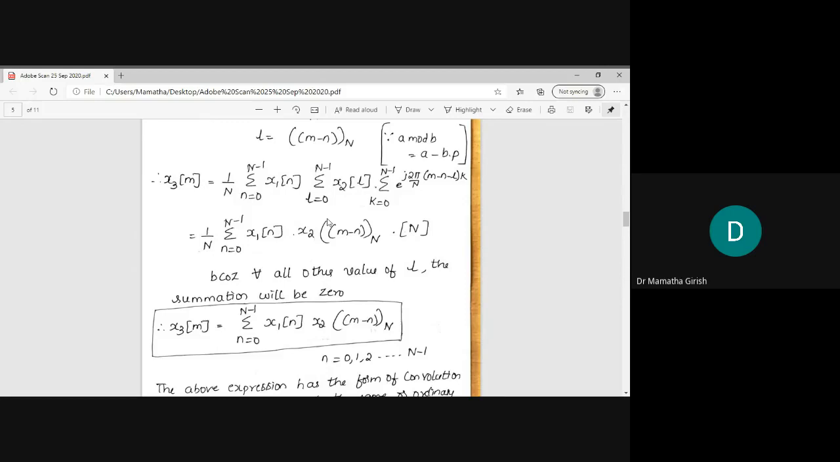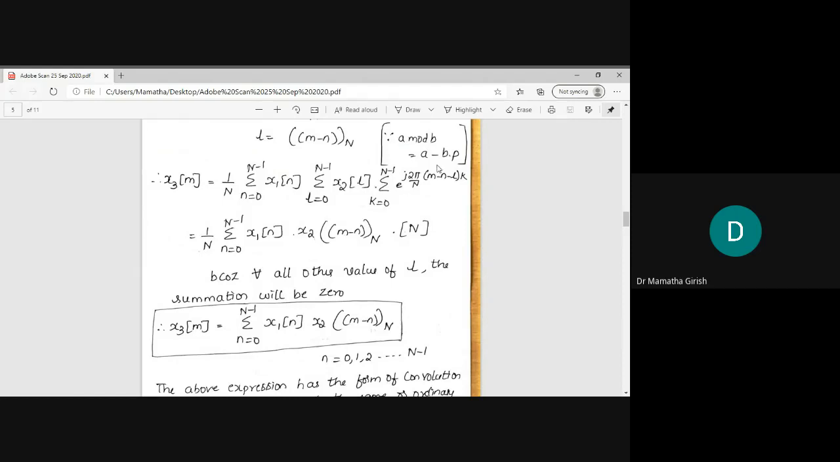You can always ask a question, ma'am: the summation index is varying from 0 to n minus 1. Why are you considering only this value of L as (m minus n) modulo n? What happened to the remaining terms? It's found that for all other values of L, the summation turns out to be 0. The summation exists only for this particular value. If you are curious, you can take a number and check it out. That is why only this value has been retained, because all other terms tend to 0.